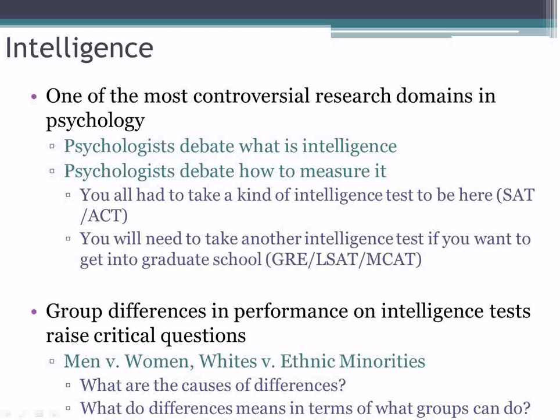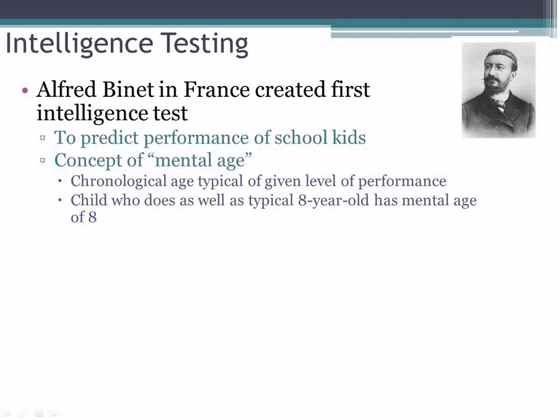Right, so men tend to do better than women on intelligence tests. Whites tend to do better than ethnic minorities on these intelligence tests. The question is, what causes these differences, and what do these differences mean in terms of group-based intelligence? Is it the case that whites are just smarter than ethnic minorities, or is it the case that perhaps these tests are culturally biased? So just a brief history on intelligence testing.